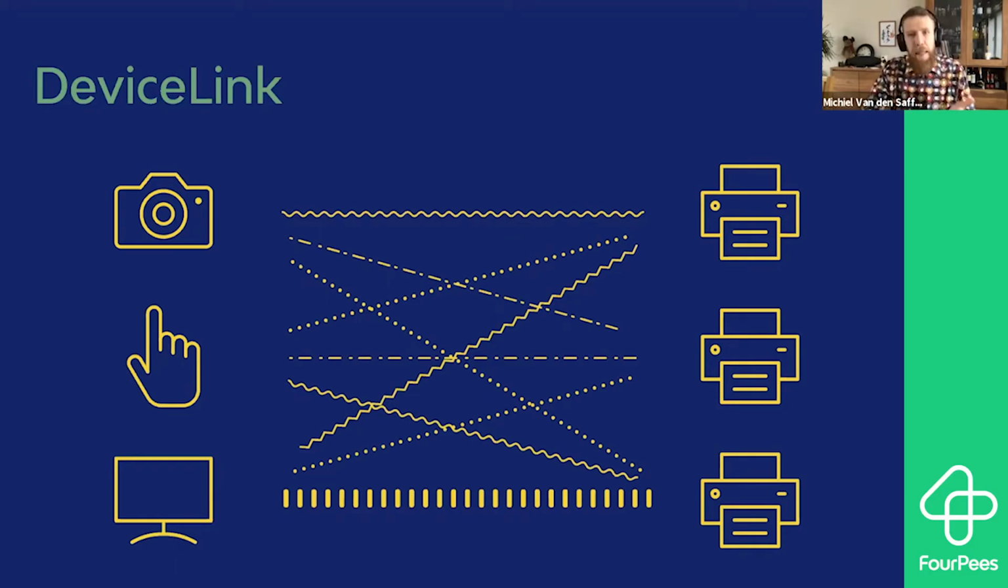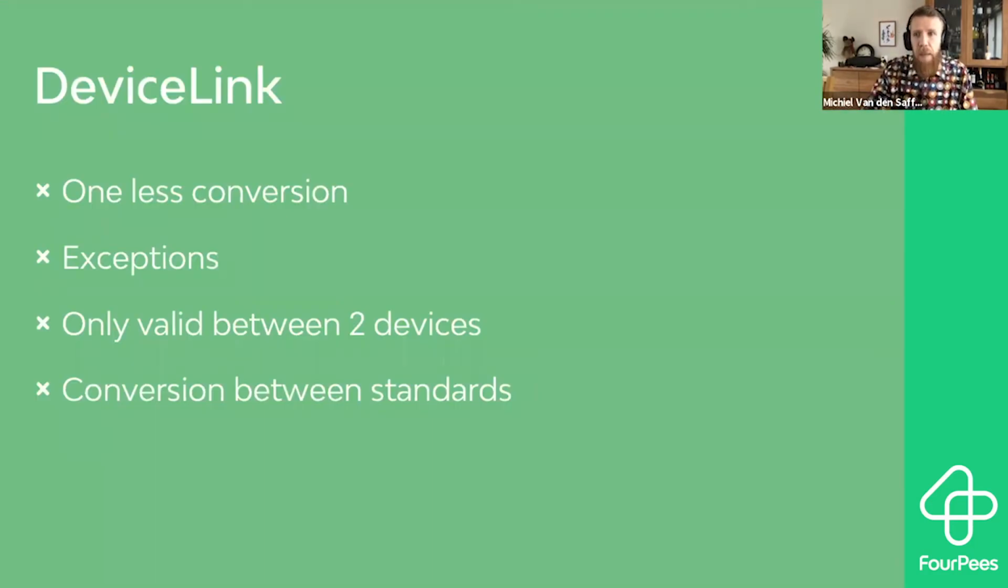Now, there are still advantages to be had from DeviceLink. You're doing that one less conversion. You're doing the exceptions I just mentioned. So primary colors, for example, remain primary colors. That means the conversion might not be accurate because you're not translating through LAB, but it will probably be visually better than having that 5% magenta in your cyan that is causing the peppering effect and doesn't make it nice. So it's a decision you have to make for yourself.